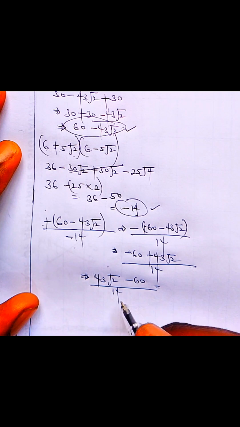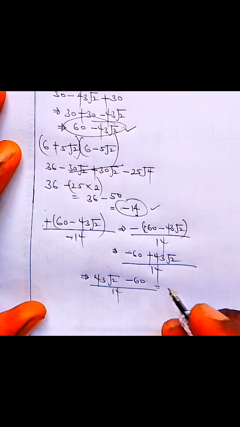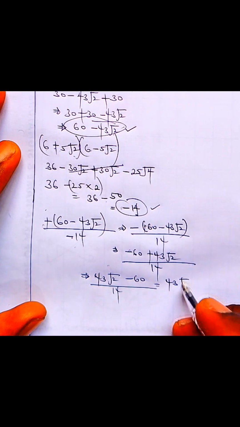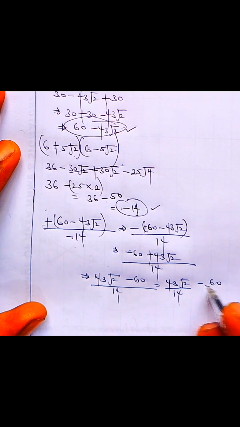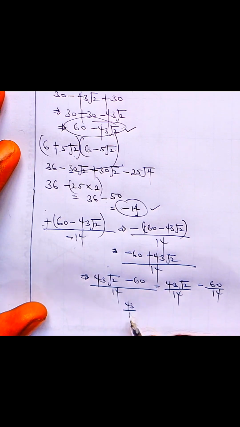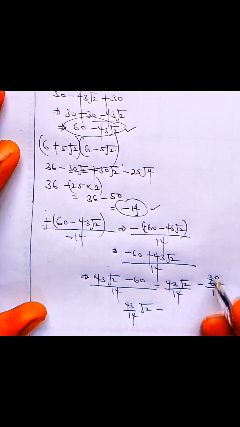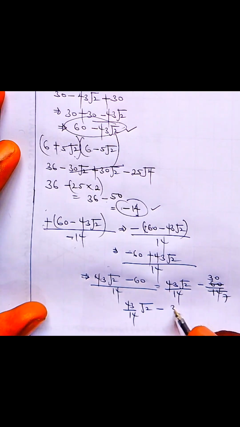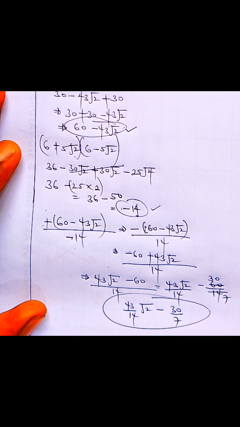That's very correct. But I want it to be perfectly simplified to something that looks more like a mixed surd. So that will be 43 root 2 divided by 14. Then minus 60 over 14. So here that will be 43 over 14 root 2. Then minus, dividing by 2, 30 over 7. So this is our final answer at this very point.